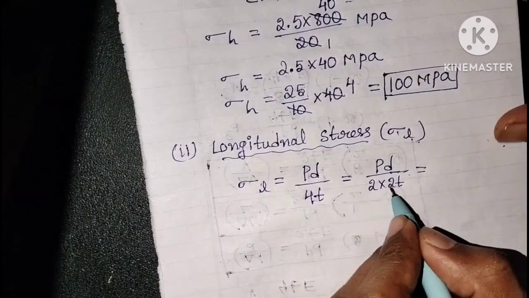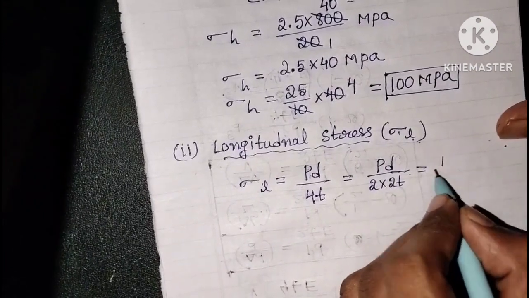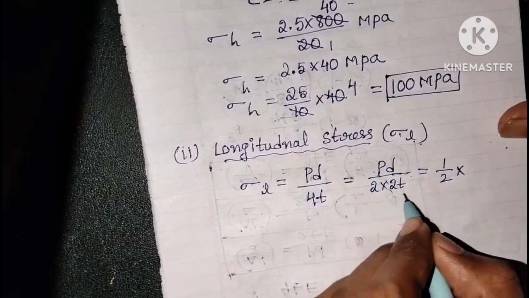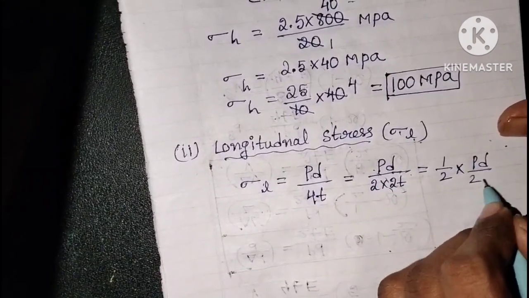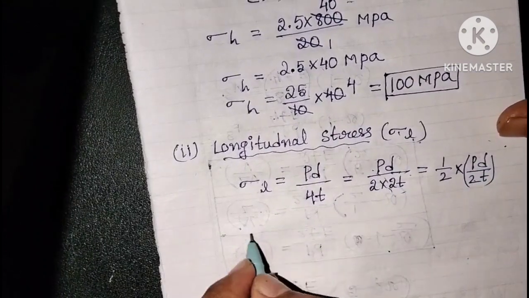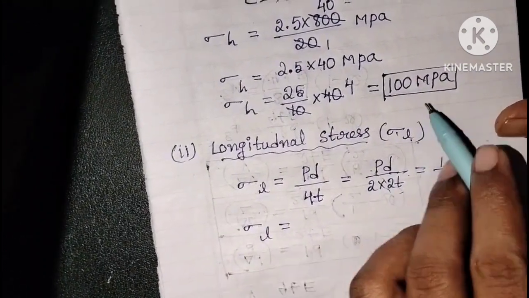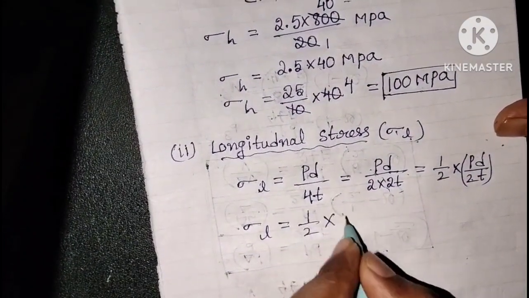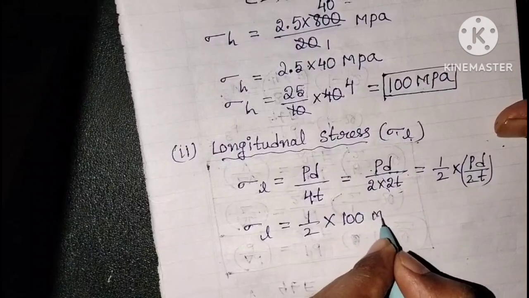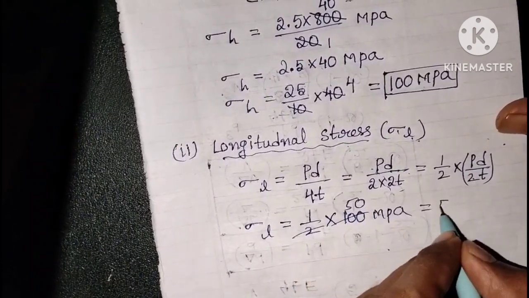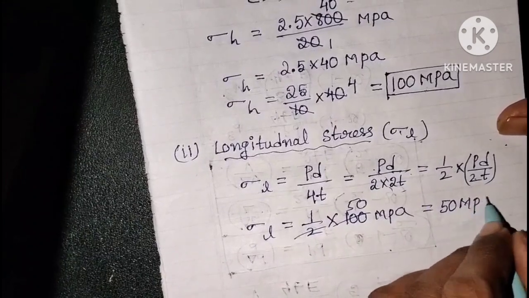Now separate 2 and PD by 2T. So 1 by 2 into PD by 2T. So this is hoop stress. PD by 2T value, how much we got? We got 100 MPa, just now we calculated. So half into 100 MPa, 2 ones are 2, 2 fifties are 100. So we will get 50 MPa, 50 megapascal.